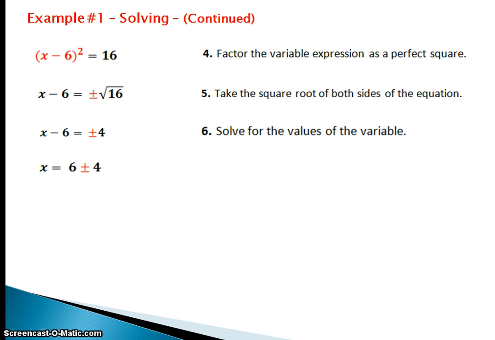And now we're just going to solve for x. And x can either be 6 plus 4, which is 10, or 6 minus 4, which is 2. So our x-intercepts are (10, 0) and (2, 0). Pause now and write down this example.